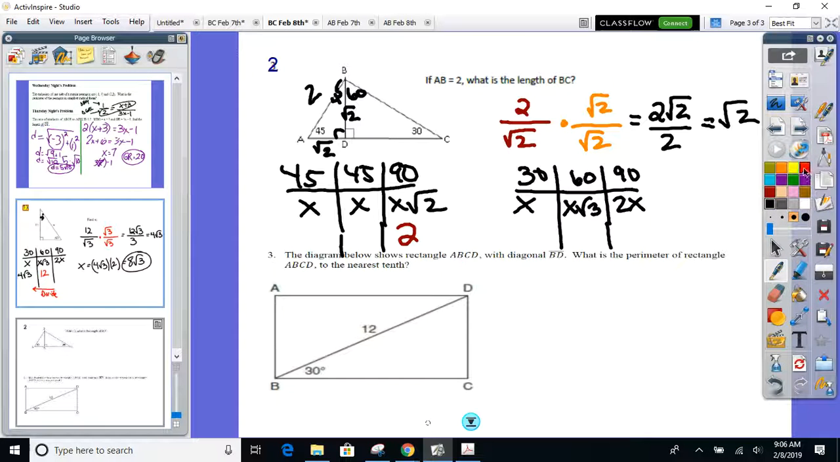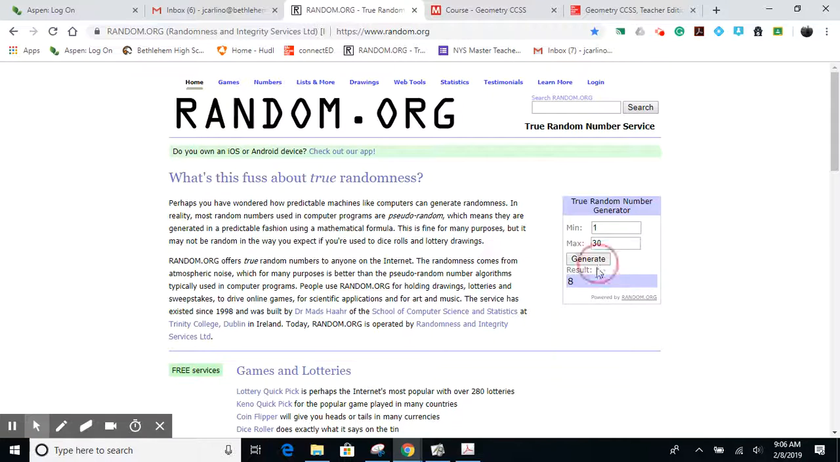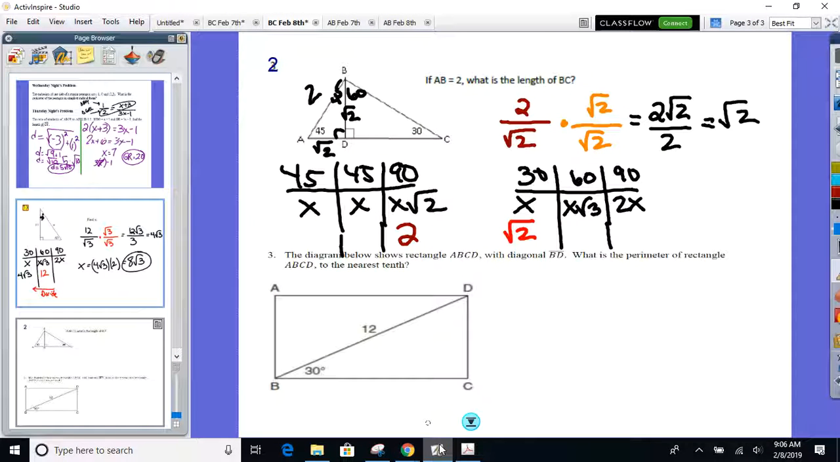All right, where should I place the radical 2 in this chart? Across from the 30 is radical 2. Where am I gunning for right now? Where's BC? Side across from 90. What do I do now? What do I do with that radical 2?